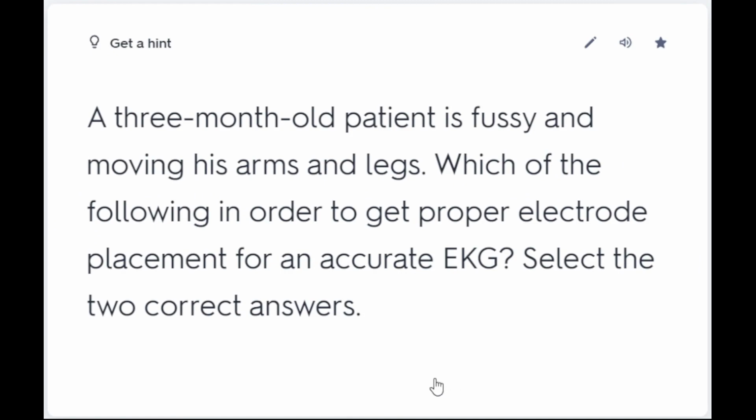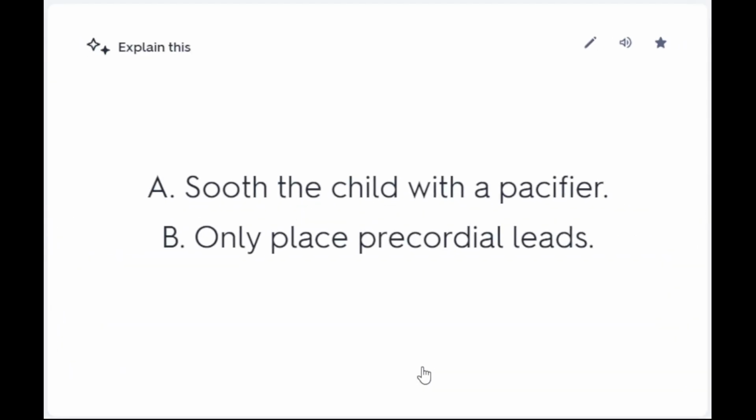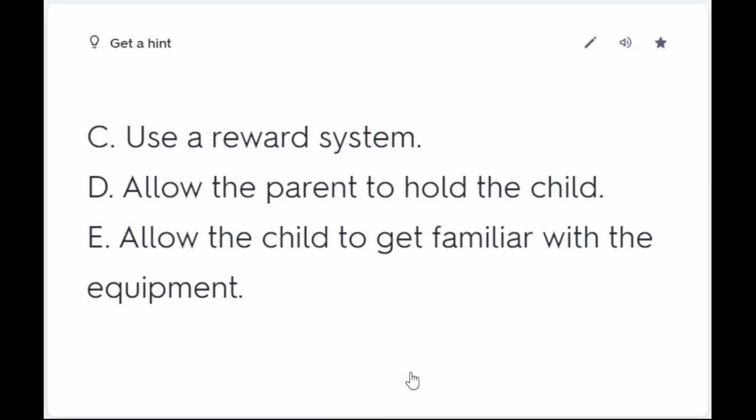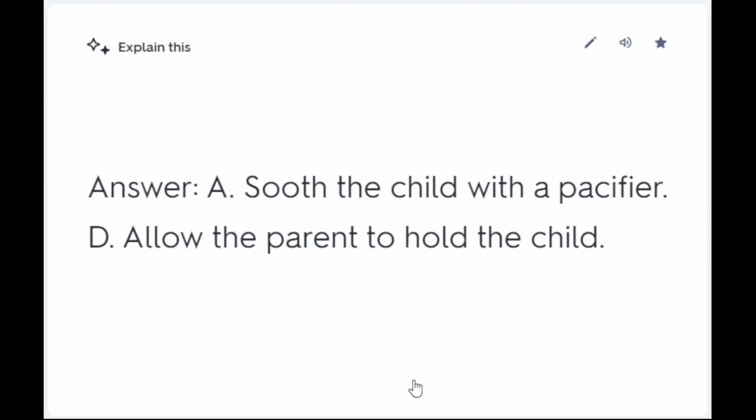A 3-month-old patient is fussy and moving his arms and legs. Which of the following should you do in order to get proper electrode placement for an accurate EKG? Select the 2 correct answers. A. Soothe the child with a pacifier. B. Only place precordial leads. C. Use a reward system. D. Allow the parent to hold the child. E. Allow the child to get familiar with the equipment. Answer A. Soothe the child with a pacifier. D. Allow the parent to hold the child.